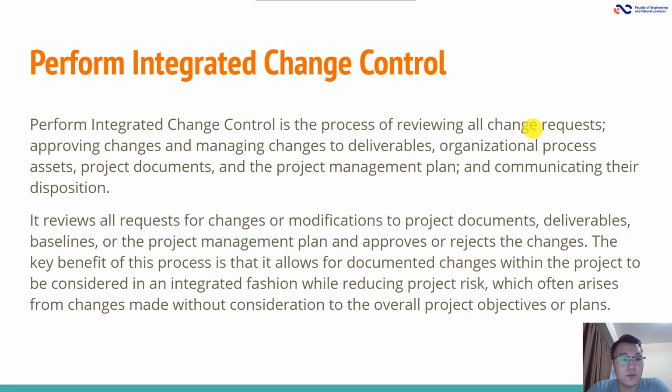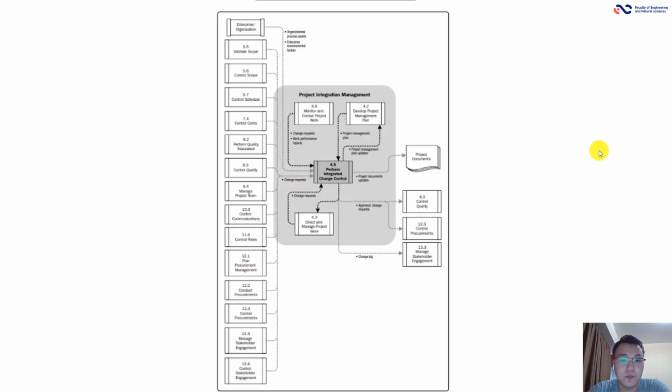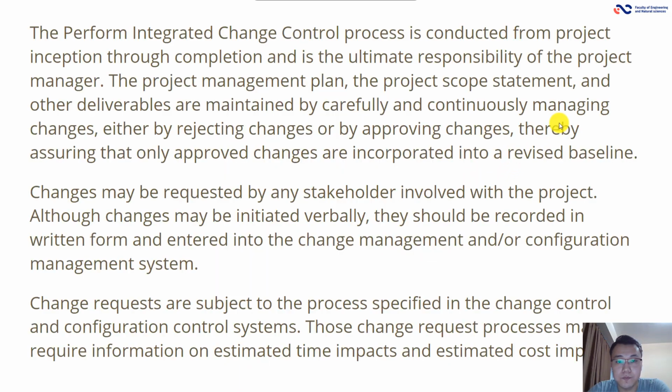Perform integrated change control. Perform integrated change control is the process of reviewing all change requests. Here in input, we will have project management plan, work performance reports, change requests, enterprise environmental factors, organizational process assets. In tools and techniques, we have expert judgment, meetings, and change control tools. On output, approved change requests, change log, project management plan updates, and project documents updates. That's the workflow of perform integrated change control.